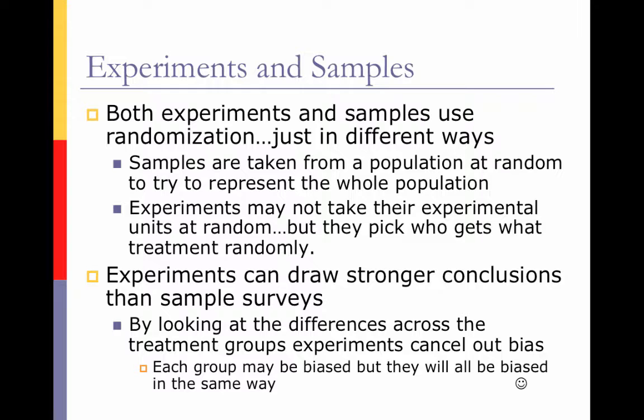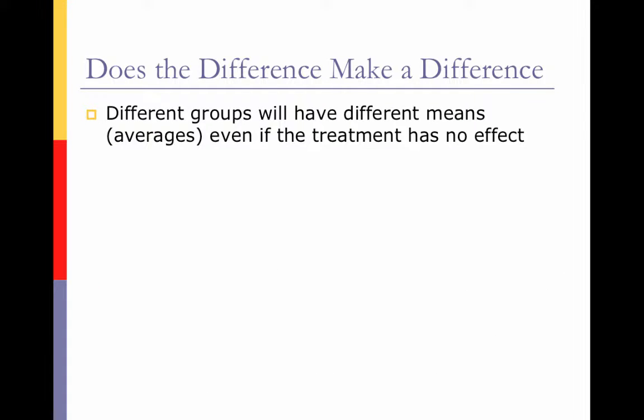What we do is we look at the differences across the treatment groups in experiments to cancel out bias. Each group may be biased, but they're going to be biased in the same way. This is because you chose who goes into what treatment group randomly. So because randomization was still used, it's okay if there's bias because each group would then be biased the same way.